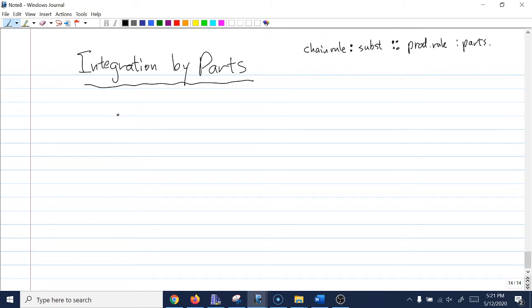Let's start by remembering the product rule. The product rule says that the derivative of u times v is derivative of the first, leave the second alone, plus leave the first alone, derivative of the second. If you do this with a minus, that's the quotient rule. We're not doing the quotient rule.